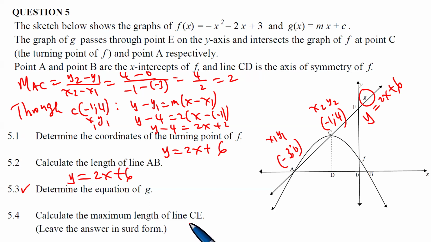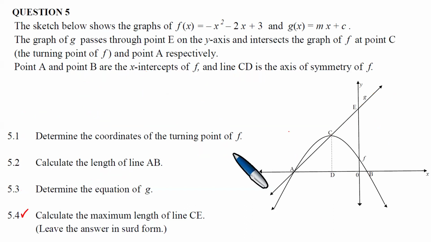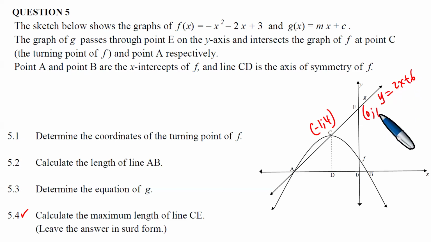If you want to find the maximum length of line CE, here is C and here is E. At this point, C has the coordinates -1 and 4. The line is exactly equal to 2x plus 6. When x is 0, y is 6. In this case, we can find the maximum length.